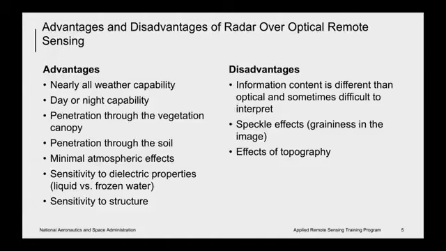Of course, there are also disadvantages with radar, and that is that the information content in radar data is different than optical and sometimes difficult to interpret. Also for radar images, the presence of speckle, which is a salt and pepper, like a grainy type effect, makes it difficult to interpret the image. Finally, the presence of topography introduces distortions, which need to be accounted for, and all of this will be discussed further along.